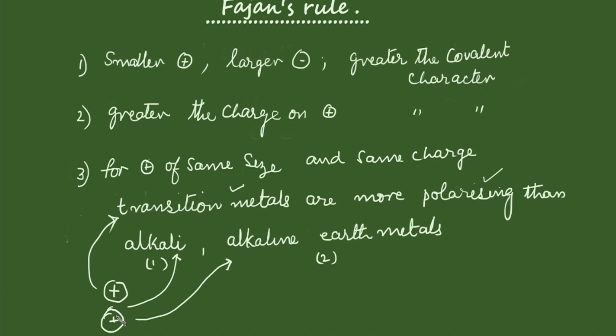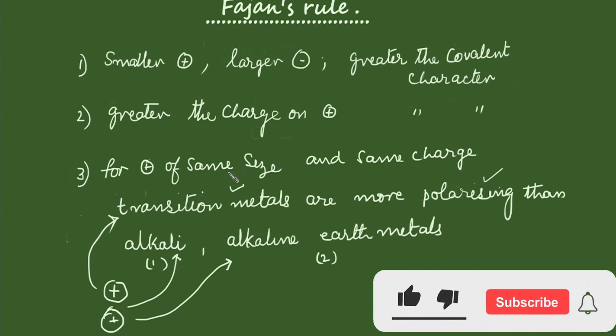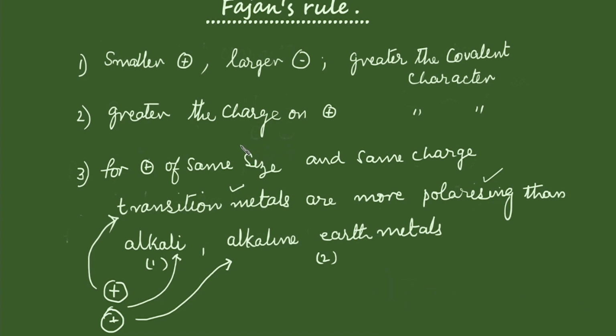So in short, we may say the comparative size of the cation and the anion and the charge on the cation are factors which decide the covalent character or the extent of the covalent character of an ionic compound. Normally, the extent of polarization is represented as percent covalent character. I hope I have made it clear.